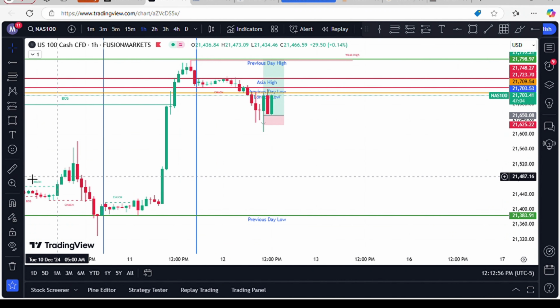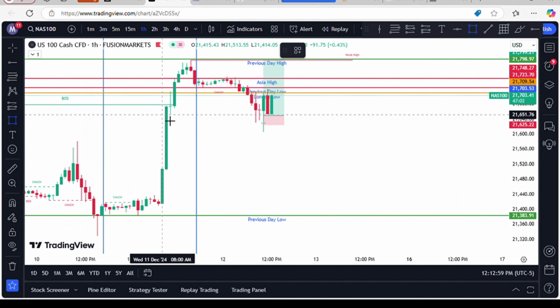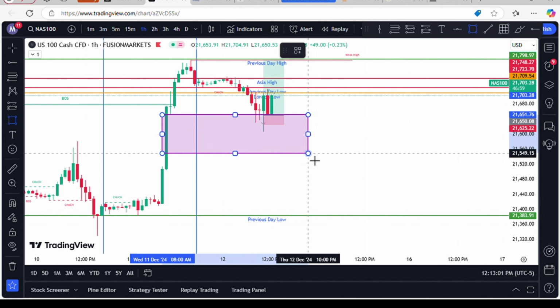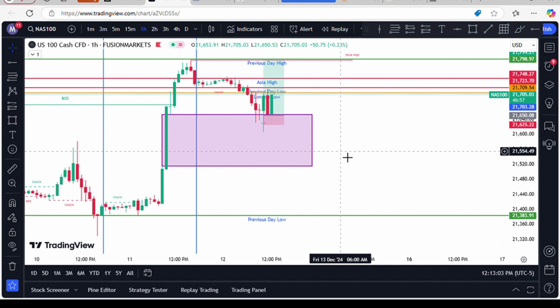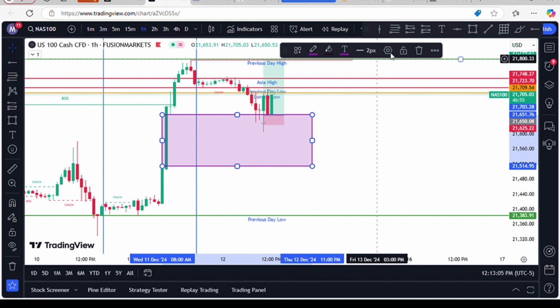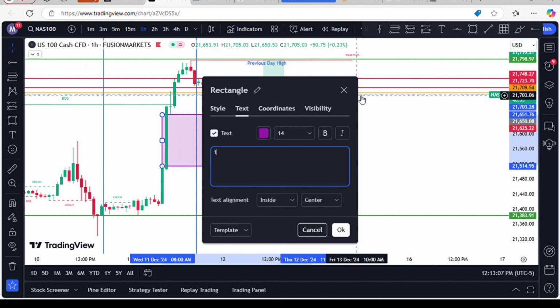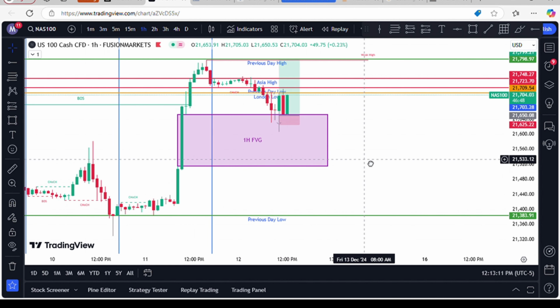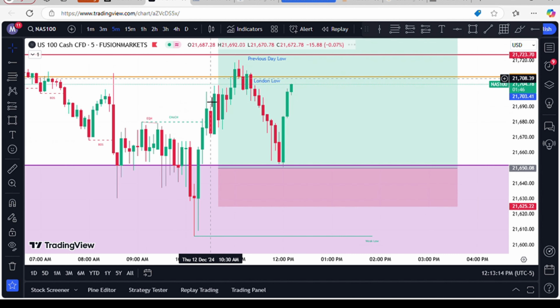First things first, I'm starting on a higher time frame. This time I'm using the hour one. I'm going to mark out this large fair value gap from the hour one, and label it so you can see it. All I want to see is price come down, tap into this fair value gap, and then take off. But first I need to drop down to the M5 to confirm this hour one fair value gap.